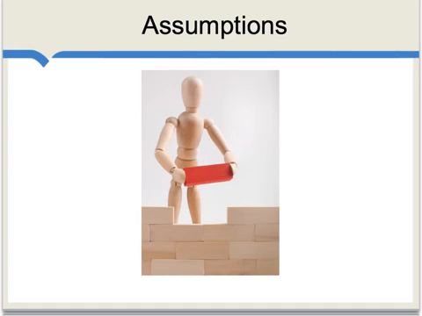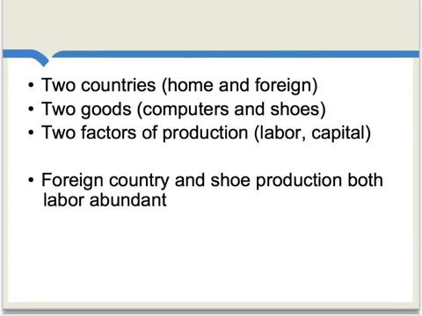Now let's look at some of the underlying assumptions behind the theory. So in the core model, we have two countries, a home country and a foreign country. We assume two goods, computers and shoes. There are two factors of production, labor and capital, and we're going to assume here that it's the foreign country and shoe production which are labor abundant.